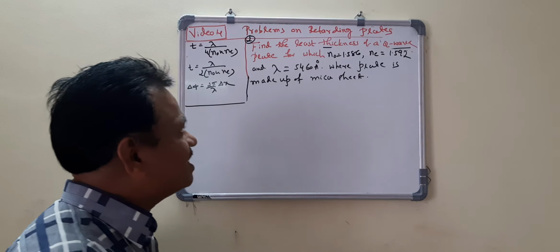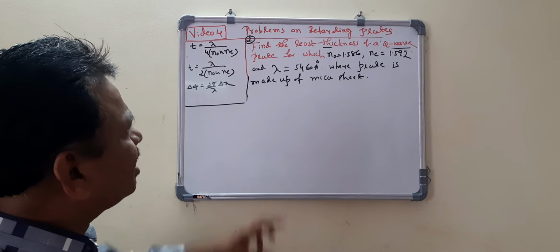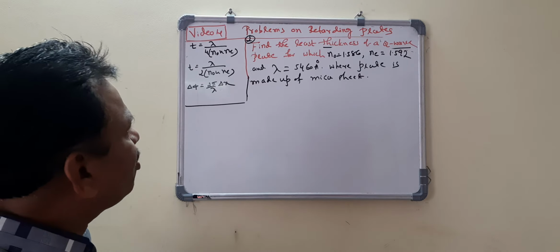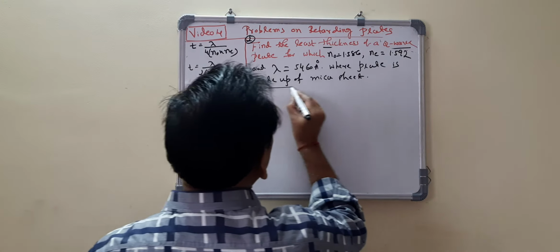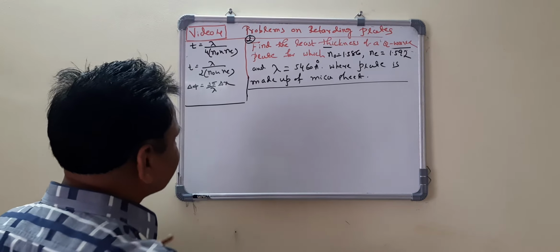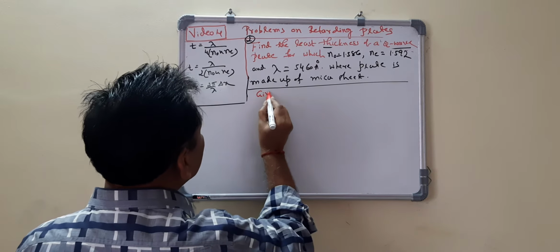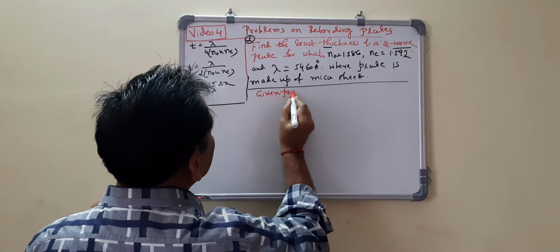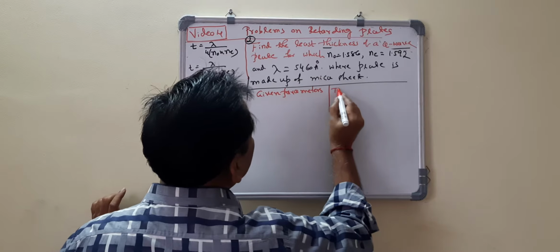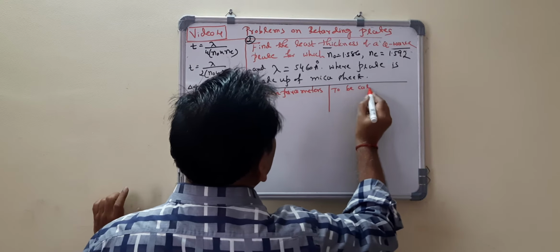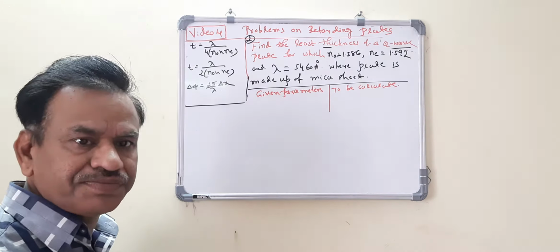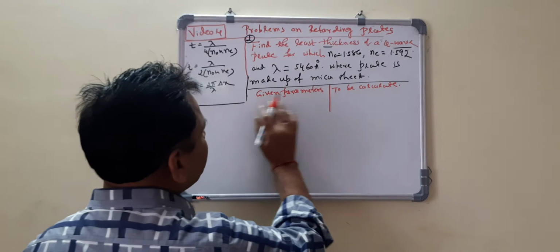Now, what are the given? What is to be calculated here? Thickness. What kind of plate is it? It is a quarter wave plate. Again, you write all the given parameters here. Given parameters, and to be calculated.